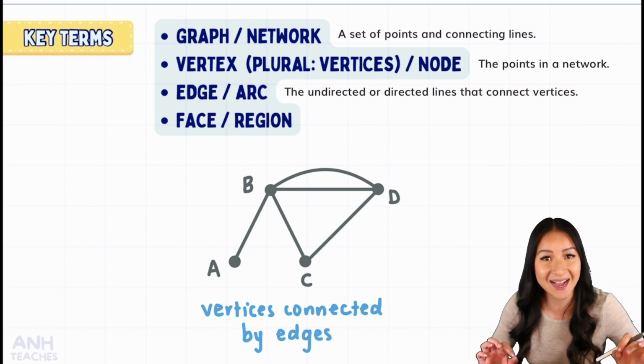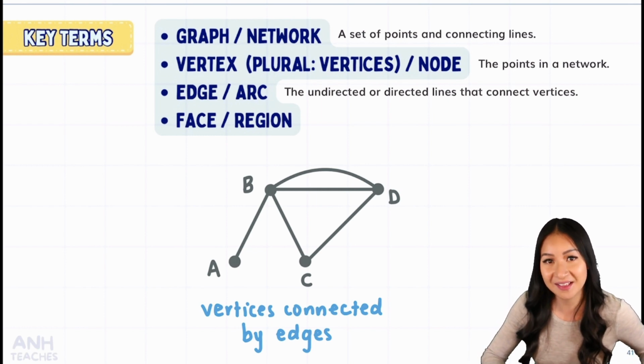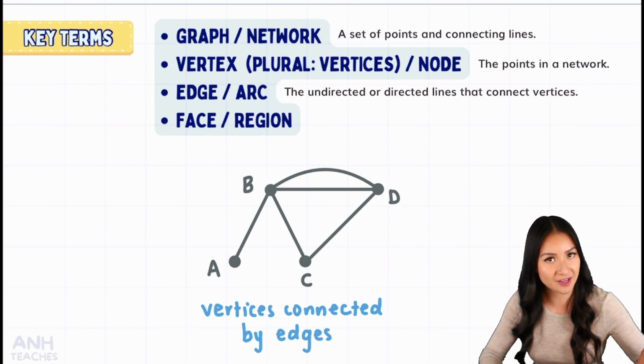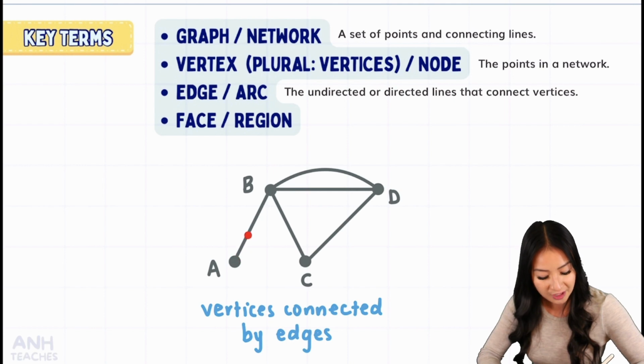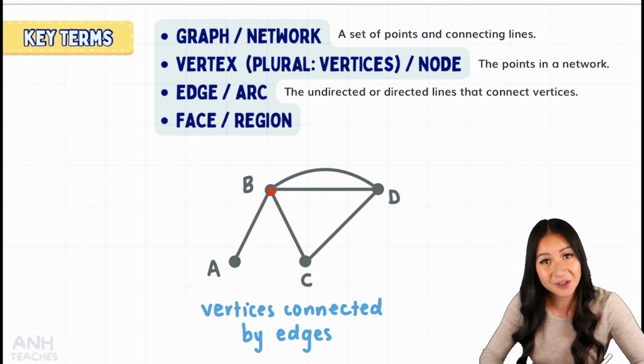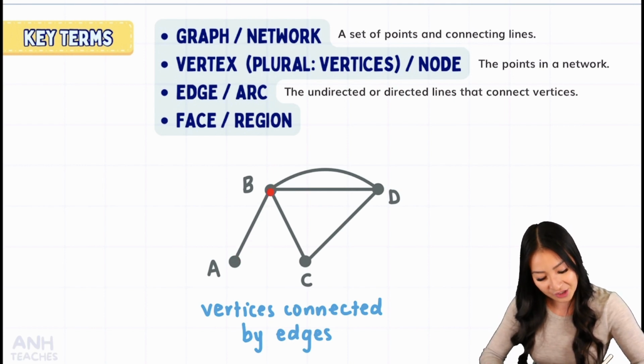The lines connecting the vertices are called edges, and in my example on the screen here, every single edge is undirected. This means that there's no restriction on the direction that I can travel along this edge. So I can start at A and travel along this edge to B. I can also start at B and travel along this edge to A.